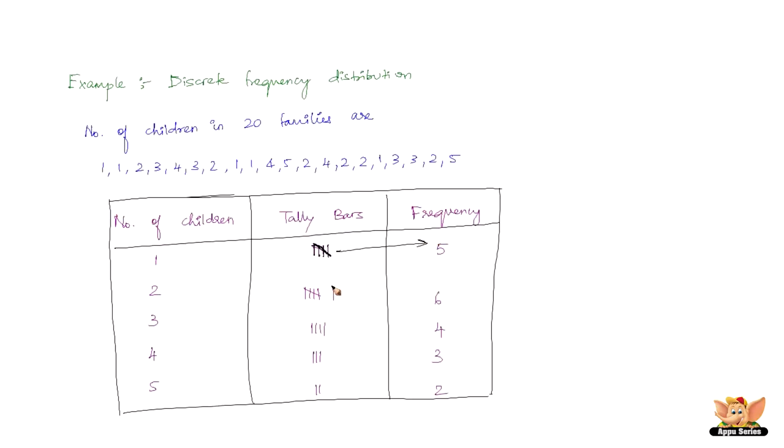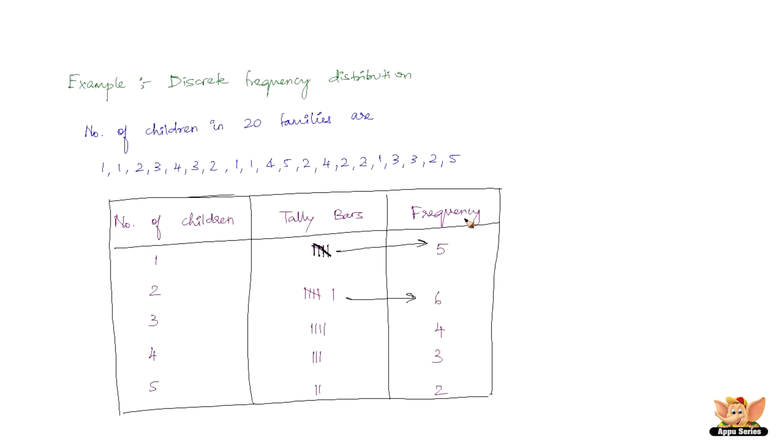Similarly, we do likewise for the number of families that have 2 children. That is 1, 2, 3, 4, 5, 6. So here we have 1, 2, 3, 4, we cross the bar, that becomes 5 and then one more, 6. So here it is 6. All we need to do is write the variable in the first column, the bars in the second column, and the frequency in the third column. So this is how we construct a discrete frequency distribution.